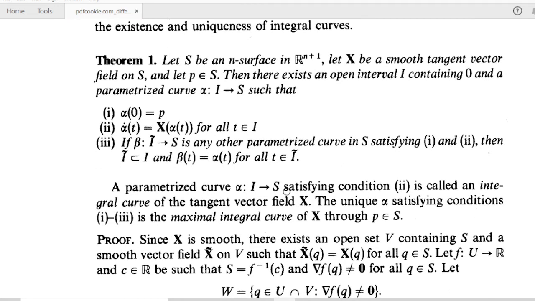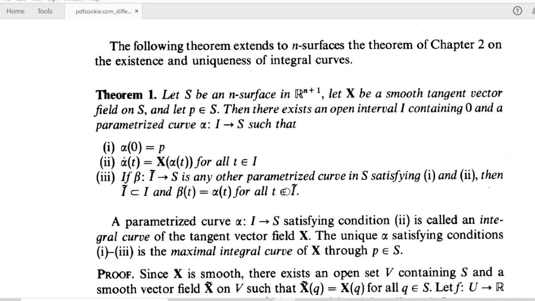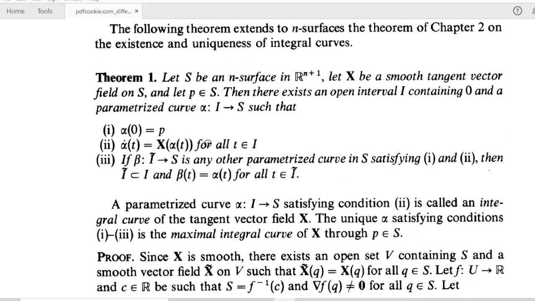Now let us see theorem 1. This theorem extends to n-surfaces the theorem of chapter 2. So precisely, നമ്മളൊരു existence and uniqueness theorem of integral curves പഠിച്ചായിരുന്നു chapter 2ൽ. അതിൻ്റെ ഒരു എക്സ്റ്റൻഷൻ ആയിട്ട് ഇതിനെ കൺസിഡർ ചെയ്യാം. അവിടെ നമ്മുടെ സ്പേസ് വേറെയായിരുന്നു. Here we are dealing with n-surfaces. So let S be an n-surface in R n plus 1, and X bar a smooth vector field. P is a point on S, then there exists an open interval I containing 0 and a parameterized curve alpha such that alpha of 0 is equal to P.